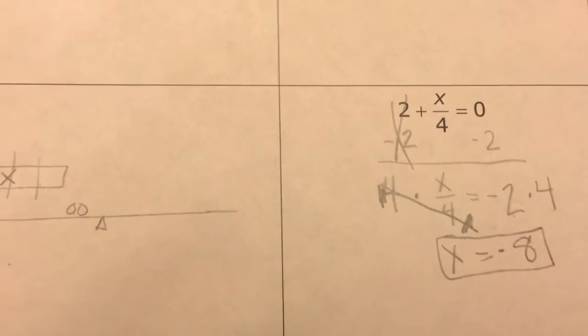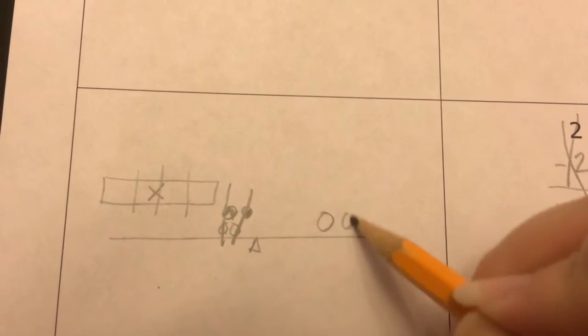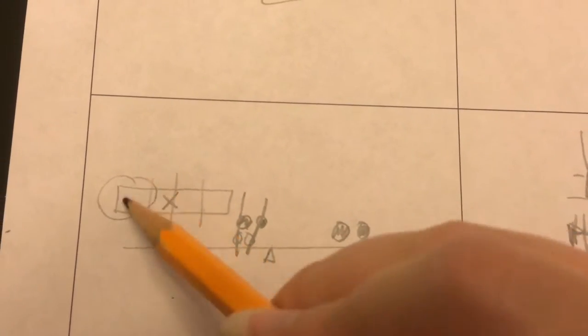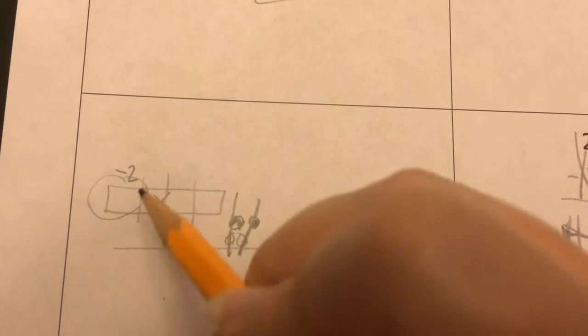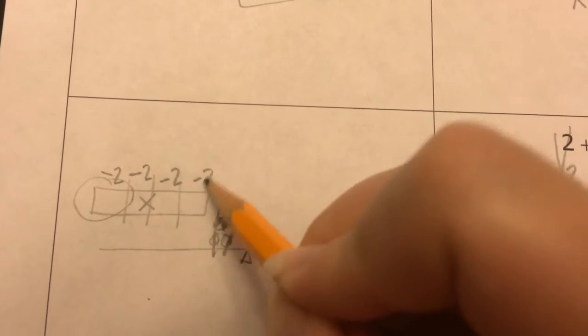All right, so let's see what we got on the picture side. So in the picture, I add 2 negatives to make 2 zero pairs. Oops, try to move my paper. But what I do to this side, I do to this side, so there's my negative 2. And so I know that one of these pieces is worth negative 2. So negative 2, negative 2, negative 2, negative 2.